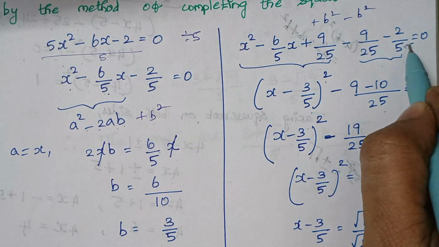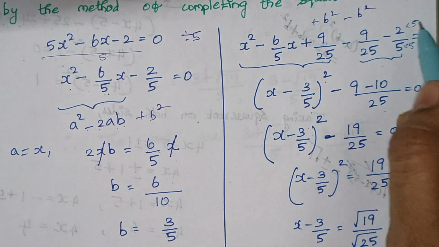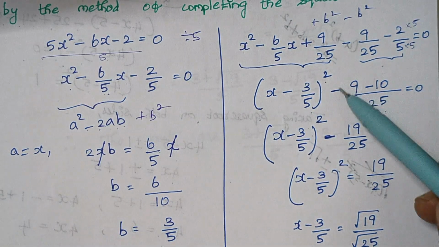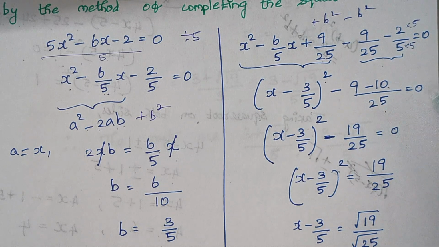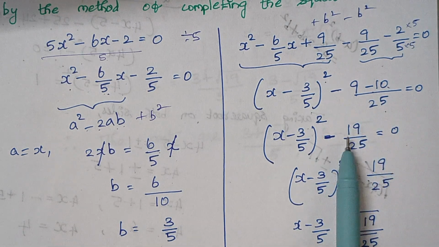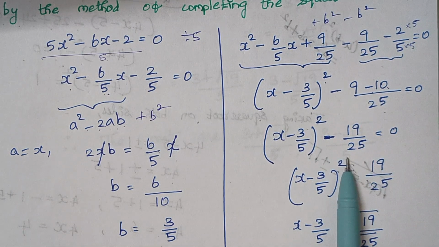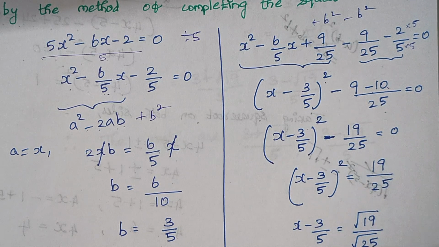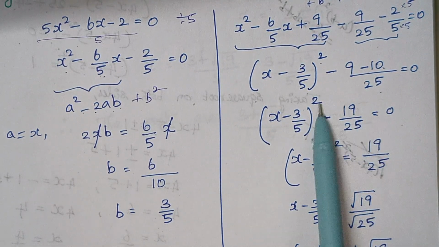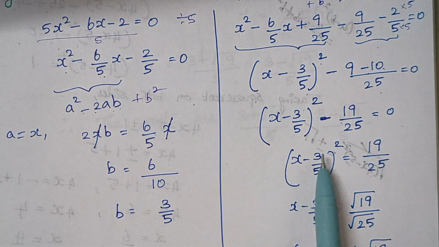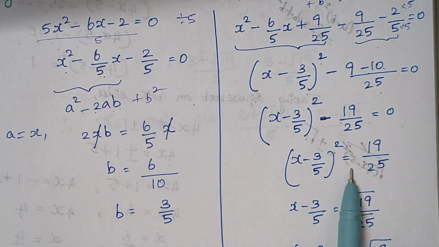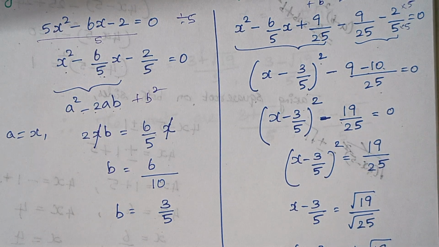So I am multiplying by 5 on both the numerator and denominator. So minus 9, 2 5s are 10. So minus 9 minus 10 the whole divided by 25. So minus 9 minus 10 becomes minus 19 by 25 which is equal to 0. So now I am moving this minus 19 by 25 to the right hand side. So x minus 3 by 5 whole square is equal to 19 by 25.